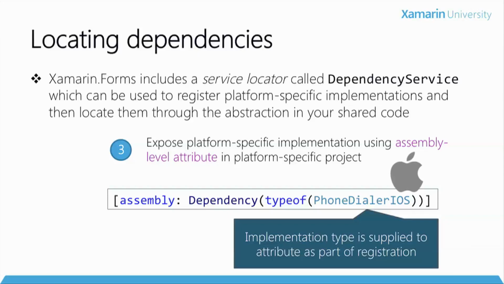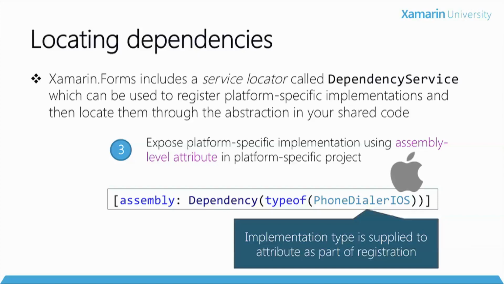Alternatively, you can also use a Register method. That allows you to add specific instances or types to the DependencyService in code versus doing it declaratively here with an attribute. What this will allow you to do is to make runtime decisions. So for instance, you could have cases where you say, maybe on iPad, I want a different phone dialer than on iPhone, and I can decide at runtime which one I'm going to use. Today, we're going to stick with the attributes and use those.